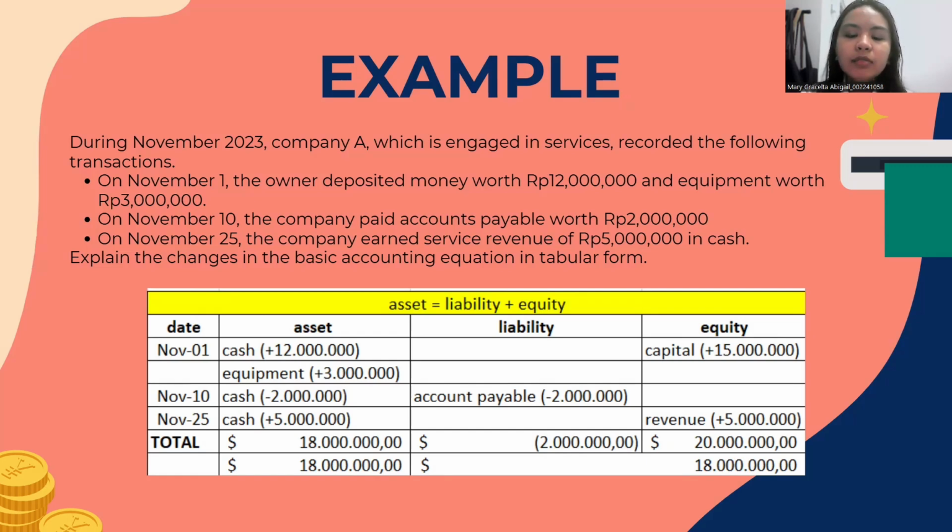Now let's sum it up. In the asset column, 12 millions plus 3 millions minus 2 millions plus 5 millions equals 18 millions. In the liabilities column, a decrease of 2 millions. In the equity column, 15 millions plus 5 millions equals 20 millions. According to the equation, assets are equal to liabilities plus equity. The liabilities of negative 2 millions added to the equity of 20 millions equal 18 millions. Thus, the result is balanced. Assets are 18 millions and liabilities plus equity also total 18 millions.